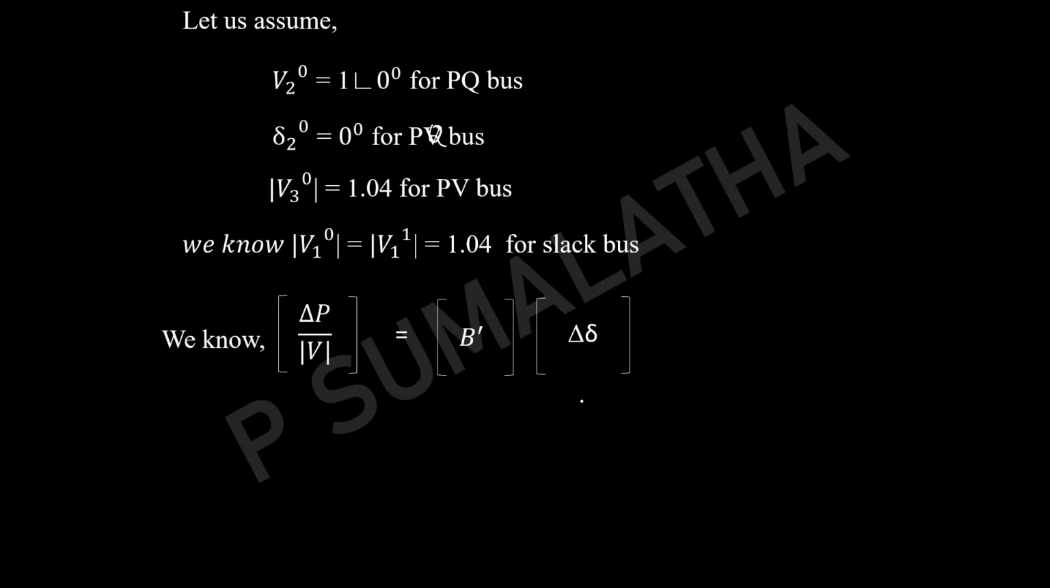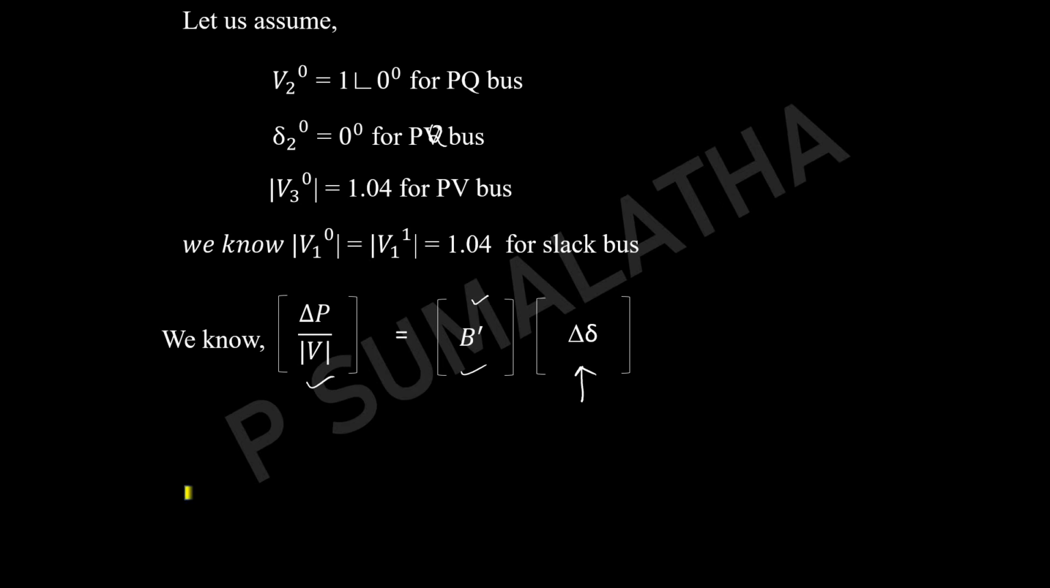So we have to determine this one here. That means you should know this value and this value. This matrix we already got. So now we should get this value. Actually, this equation will be represented for both the PQ as well as the PV buses. So the same equation we can expand for the second bus as well as the third bus.